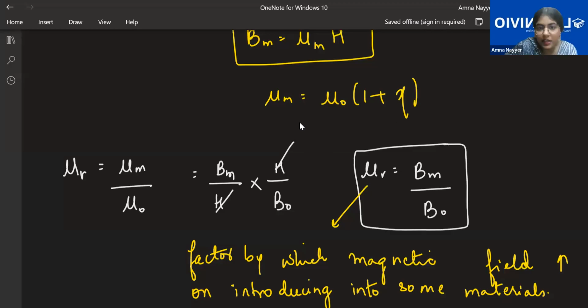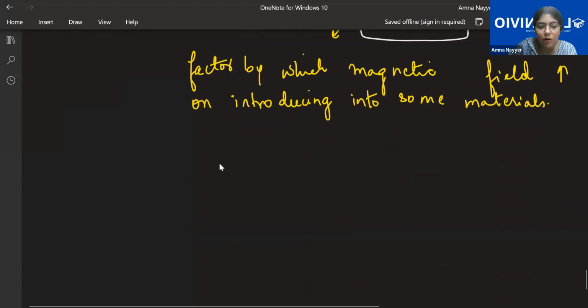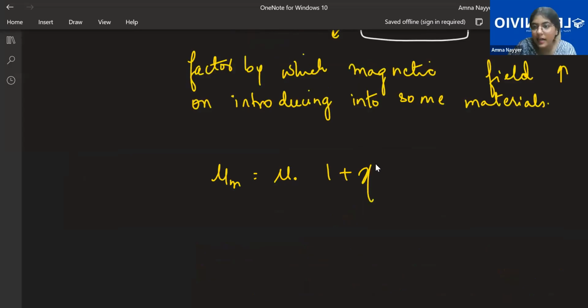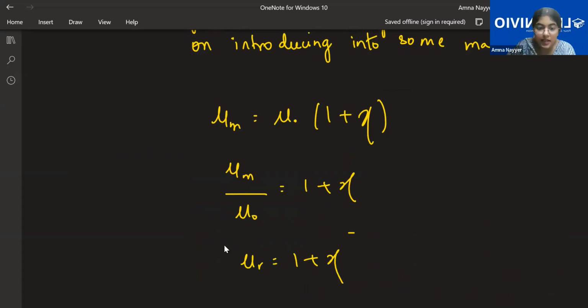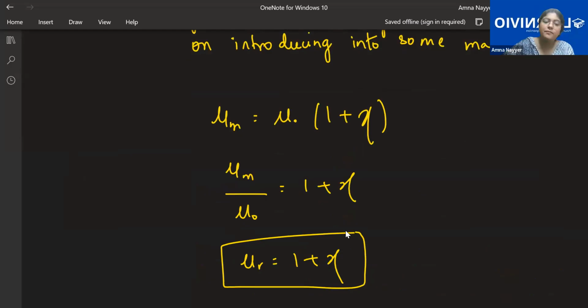Anyways, if I write from here mu m by mu naught, that is nothing but mu r. I had one equation, mu m equal to mu naught into 1 plus chi, that is 1 plus susceptibility. If I write mu m by mu naught, it will be equal to 1 plus chi. This is nothing but mu r. So relative permeability is 1 plus chi. This is an important formula. Got it? Yes, ma'am.